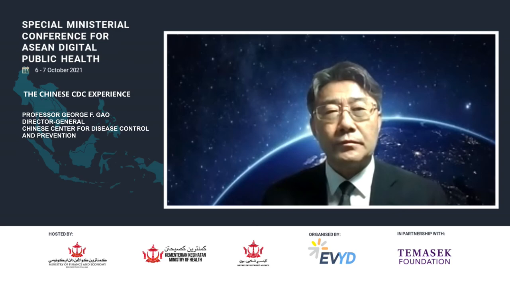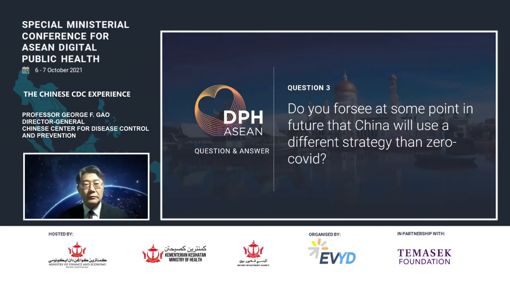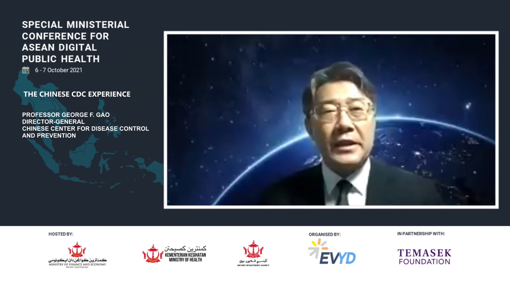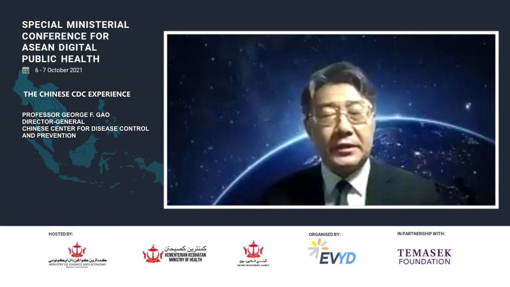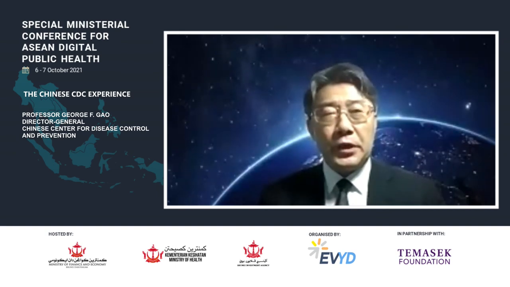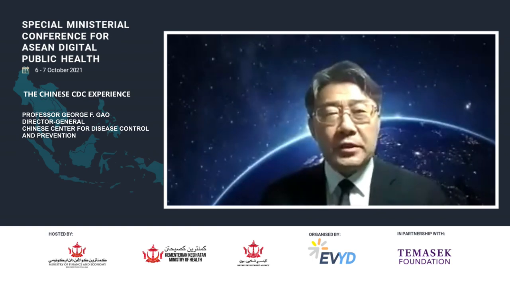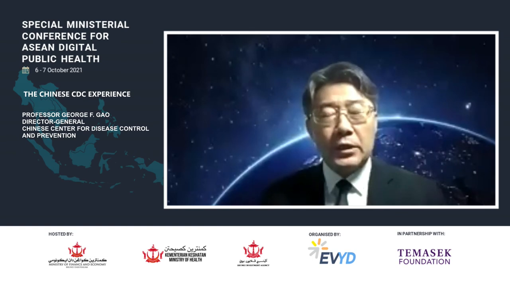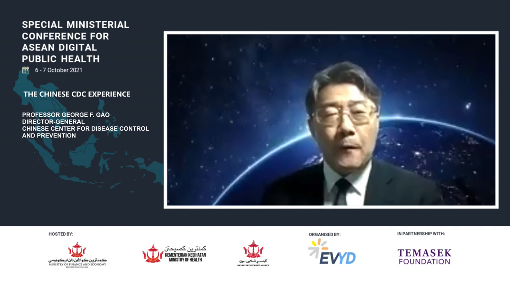The third question is, do you foresee at some point in the future that China will use a different strategy than zero COVID? That is a very, very good question. I think we have already started to discuss this. To answer this question, I put it into two parts. The first part, so far we have adopted the zero clearance strategy. It helps us to save a lot of time for vaccine development, to save a lot of time for communications with the public. This is to avoid the epidemic, which could also be a very serious problem, and also to avoid potential serious or death cases. So that's good so far.